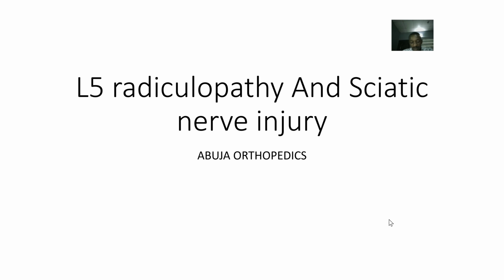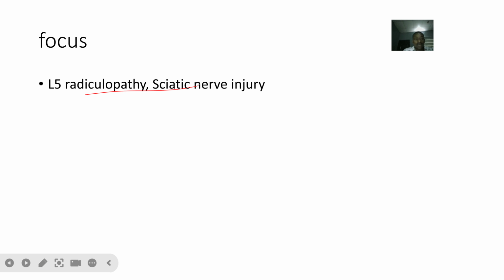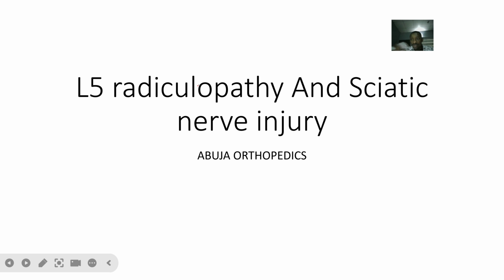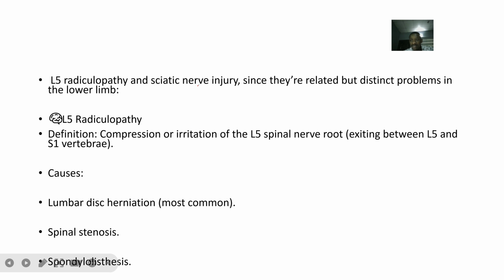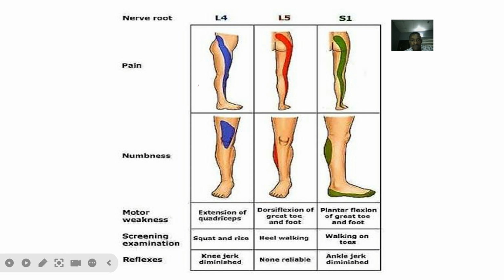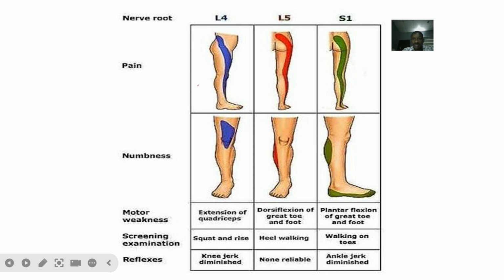All right, so we're going to talk about two lower limb and nerve related injuries. And this is basically what is known as the L5 radiculopathy and also the sciatic nerve injury. So we'll talk about them together. Okay, so first is the sciatic nerve, and you see the L5. Okay, this is the L5 radiculopathy.